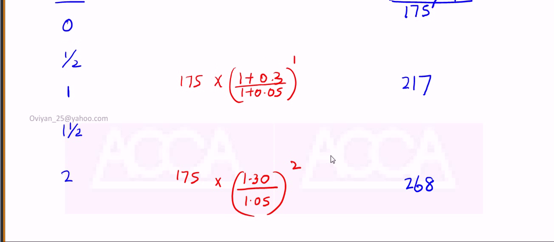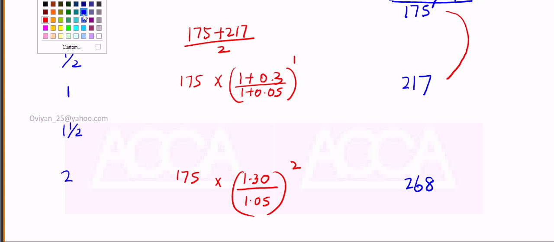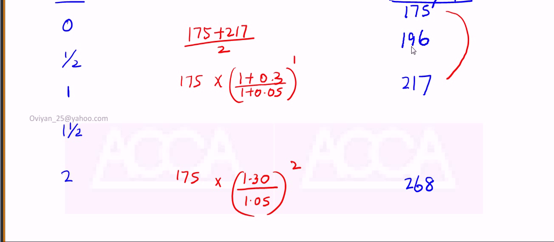Okay, now the next complication here is this: how do you forecast half year exchange rate? Now I'm going to use the exact way your recent examiner produced in his answer. What he did was, he took this year 0 and year 1, and then he divided by 2. So what he did was, he took 175 plus 217 divided by 2. If that is the case, then the exchange rate is going to be around 196.